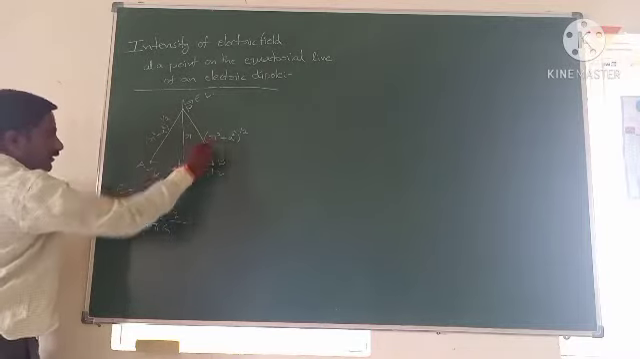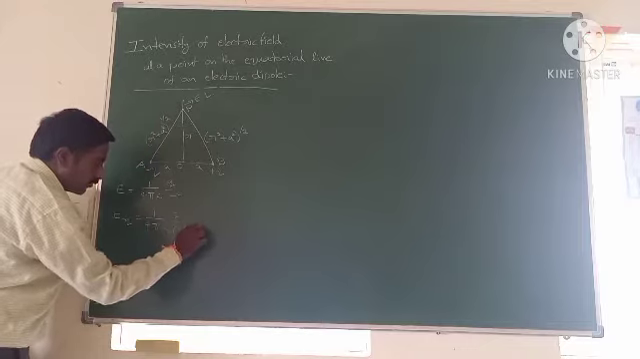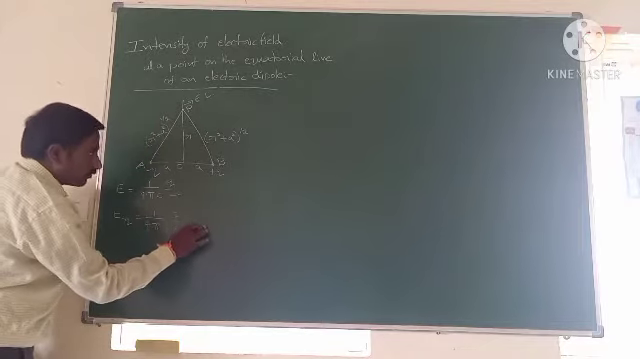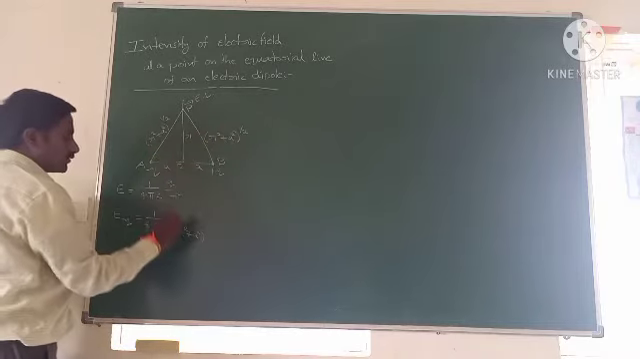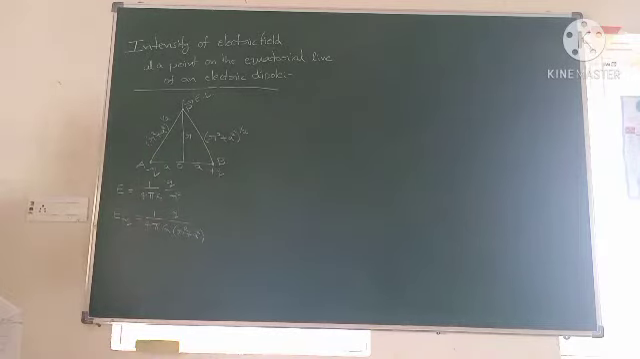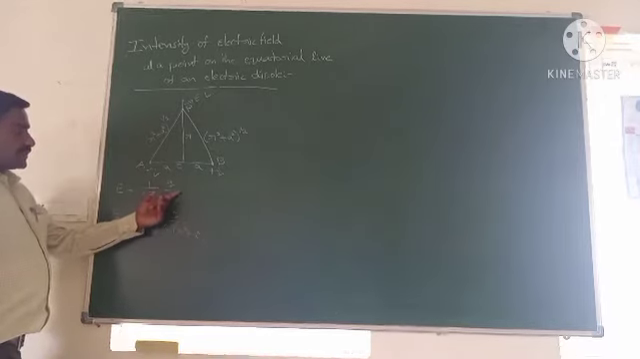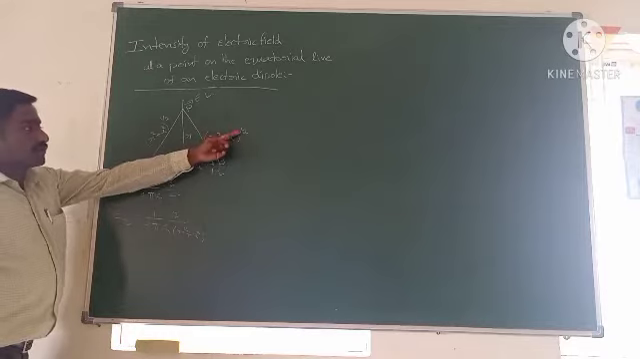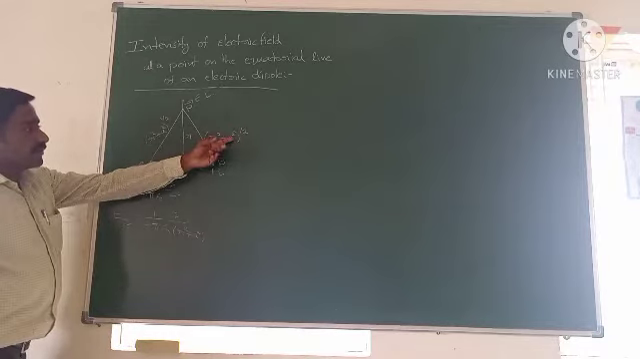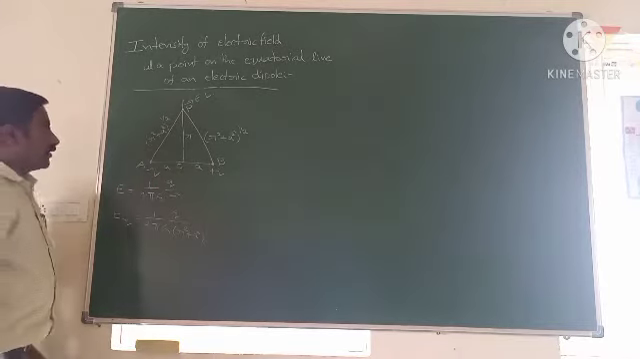What is the distance here? R square plus a square whole power 1 by 2, squared. So the square and the power 1 by 2 will be cancelled. R is the distance, and we need the square of the distance. Here the distance is (r square plus a square) whole power 1 by 2. So the square and the root will be cancelled, and the remaining term is r square plus a square.